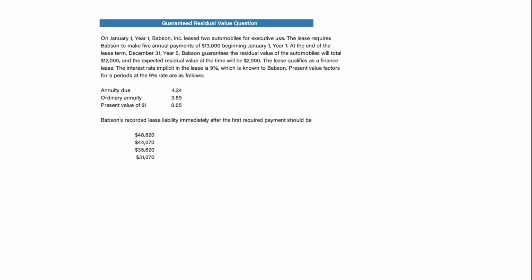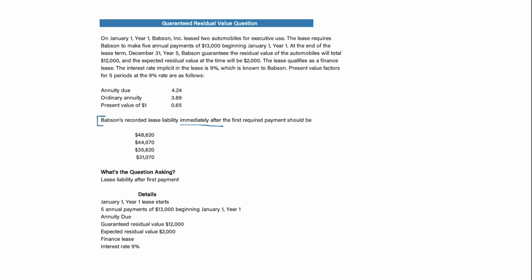So now let's take a look at the second practice question that focuses on guarantee residual value. We start with the last sentence again. Babson's recorded lease liability immediately after the first required payment should be what amount? So then we go through this question and we see that Babson leased 2 automobiles for executive use. The lease requires Babson to make 5 annual payments of $13,000 beginning right away. So this is an annuity due because the payments are at the beginning of the year.